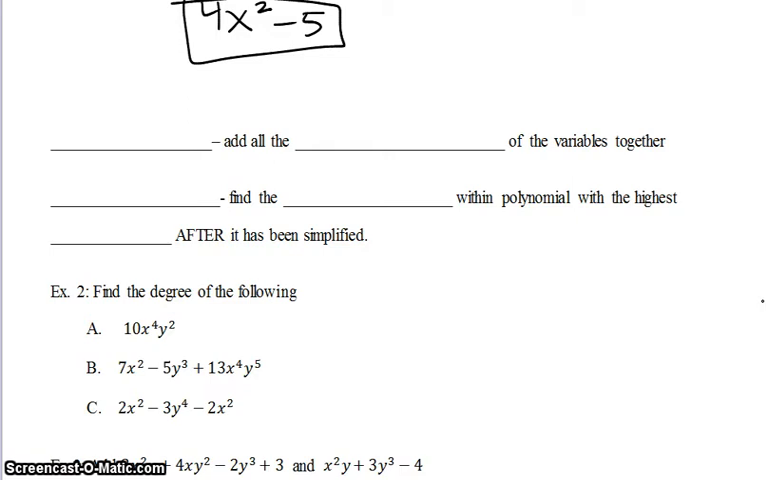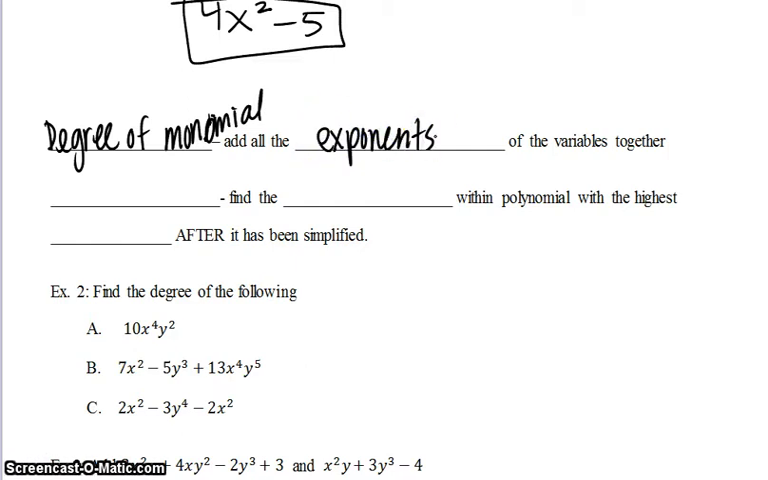Now we're going to talk about degrees. Now the degree of a monomial, in order to find it, you need to add all the exponents of the variables together. Okay, I'll give you some examples in just a second. Now, the degree of a polynomial, they're a little different.